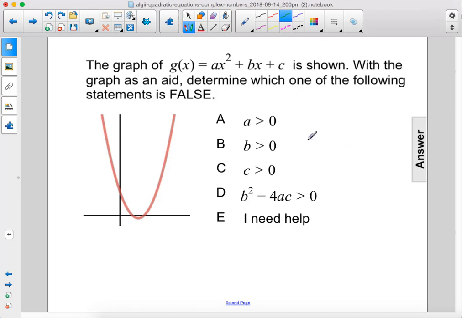The graph of g of x equals ax squared plus bx plus c is shown. With the graph as an aid, determine which one of the following statements is false.